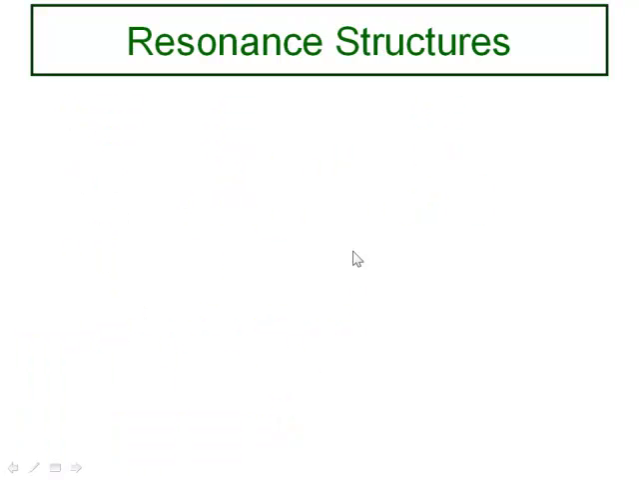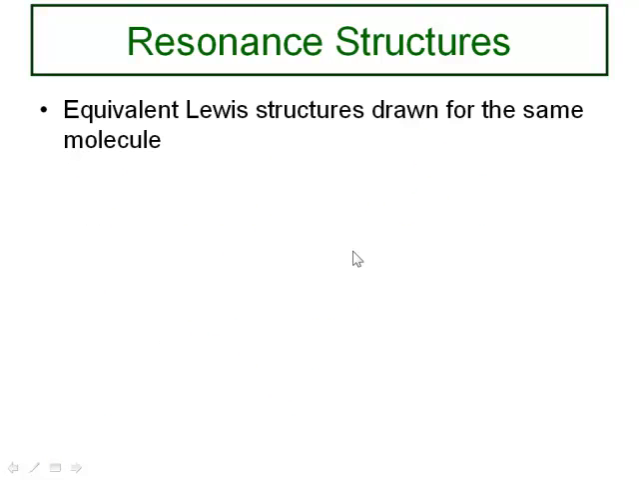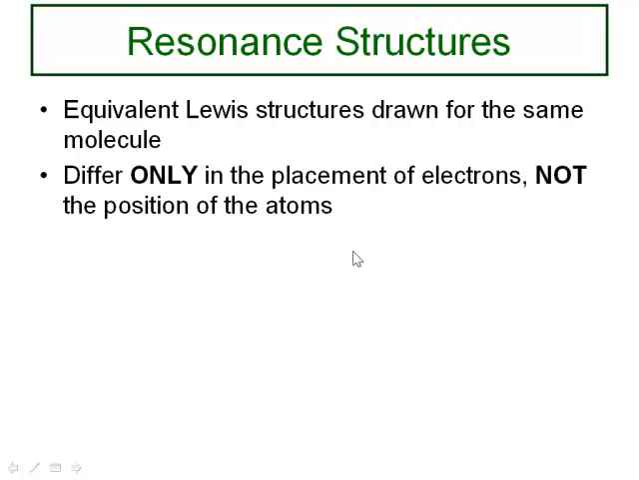The last thing we're going to talk about today, guys, is something called resonance structures. It turns out that once in a while you can draw for the same molecule 2 equivalent Lewis structures. And what I mean by equivalent is that the atoms are connected the same way, but all that is different about them is the placement of the electrons in the molecule and the way the bonds are formed. Not how the peripheral atoms are connected to the central atom and nothing else.